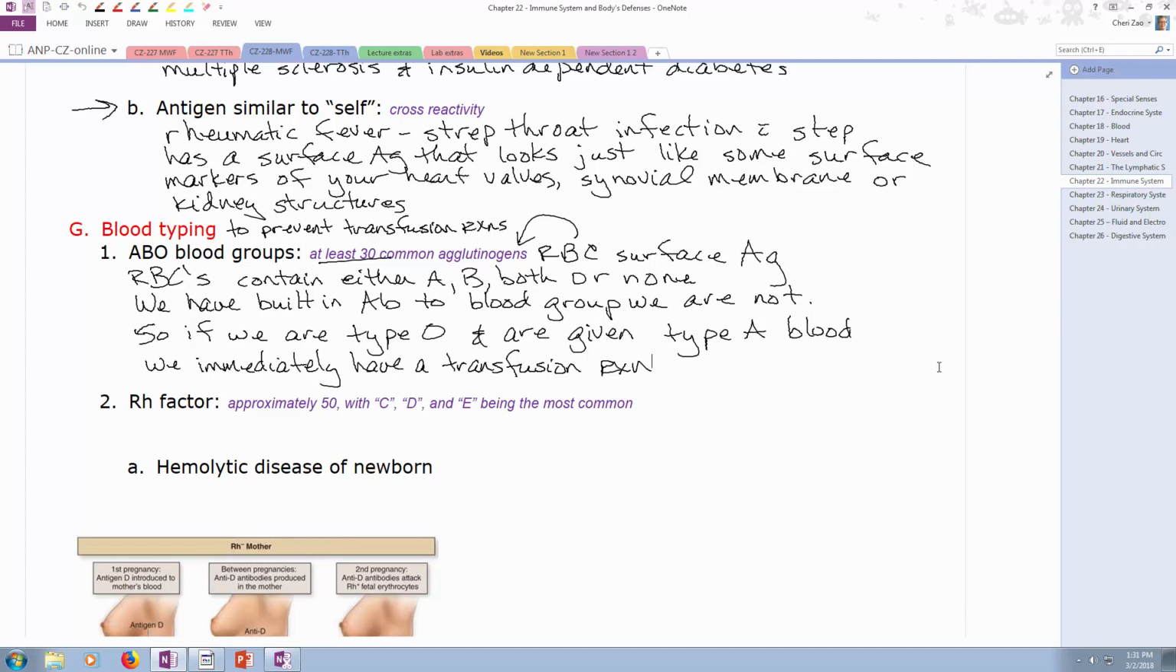We are basically isolating out the red blood cells and suspending them in a solution that is not the plasma from that individual. So we can give an A person type O blood because there are no surface markers to react to on that blood, and we are not giving them the antibodies that came with that type O person's blood.